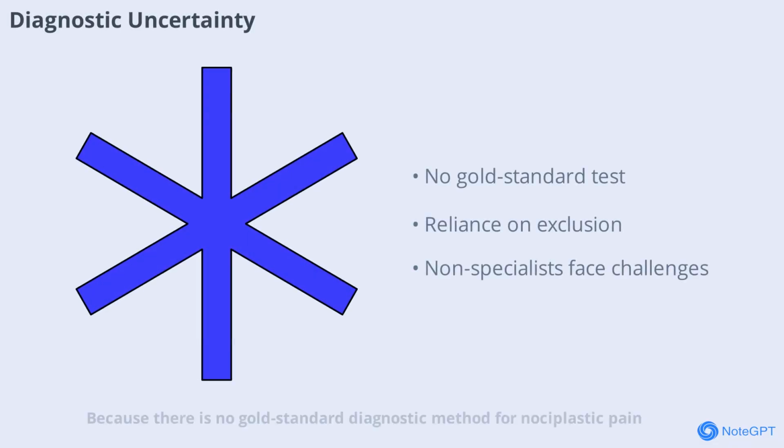Because there is no gold standard diagnostic method for nociplastic pain, clinicians must rely on exclusion and subjective judgment. This introduces significant uncertainty into both diagnosis and treatment. The lack of clear boundaries means that patients may be misclassified, and research findings may not be directly comparable. This uncertainty is particularly problematic for non-specialist clinicians, who may struggle to navigate the complex landscape of pain classification.